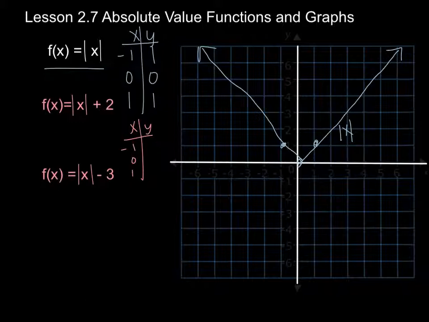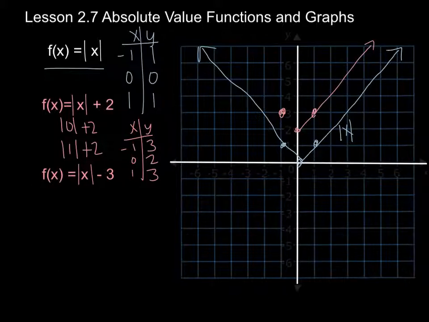I'm going to do the same points, -1, 0, and 1. If I do the absolute value of -1 plus 2, I get 1 plus 2, which is 3. If I plug in 0, the absolute value of 0 plus 2 is 2. And the absolute value of 1 plus 2 is 3. So I'm going to graph this on the same coordinate plane. I go -1, 3 is my first point, 0, 2 is my second point, and 1, 3 is my third point. So if I go ahead and graph that, let's take a look at what happened.